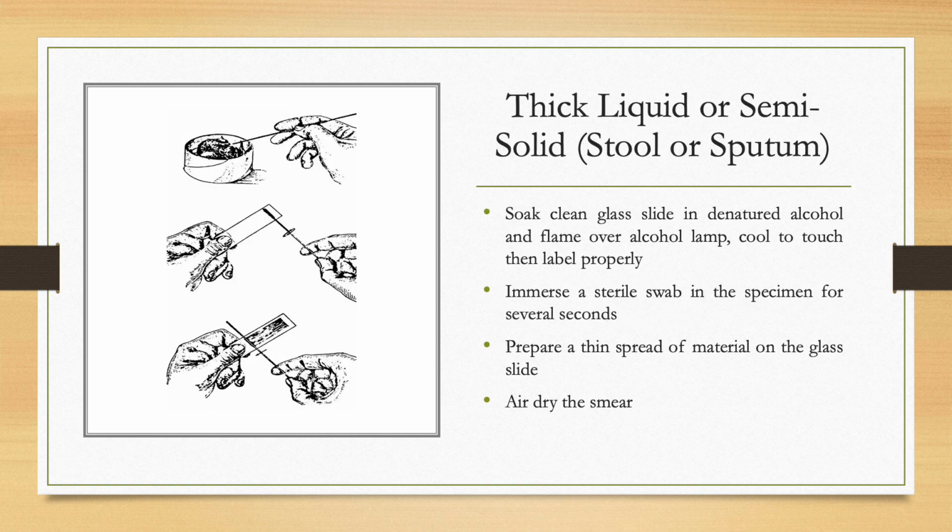Now, if you are dealing with a thick liquid or a semi-solid, such as stool or sputum, again, you need to sterilize your slide and then immerse a sterile swab into your specimen for several seconds and allow your swab to absorb the specimen. After, prepare a thin spread of material on the glass slide by rolling your swab. And once again, air dry the smear before heat fixing and staining it.